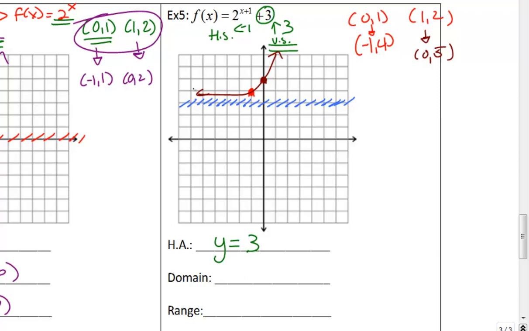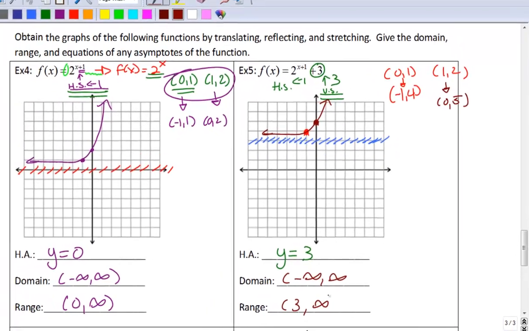Finding domain and range of it. Domain, we have an arrow and an arrow, so negative infinity to positive infinity. In range, well, the lowest I want to be is 3, and it's 3 to infinity.